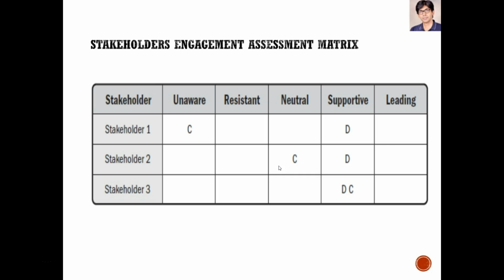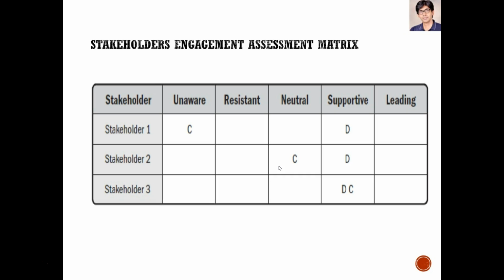So a lot of times we'll build a matrix like this, and notice there's two different letters on there. There's a C and a D. What do we think those might be? They were in your book. But what do you think those might be? Do we want to change people and how they perceive a project? So look at it in terms of current. So currently stakeholder 1 is unaware. Our desired role for that stakeholder, though, is supportive.